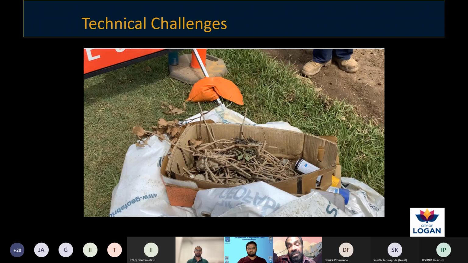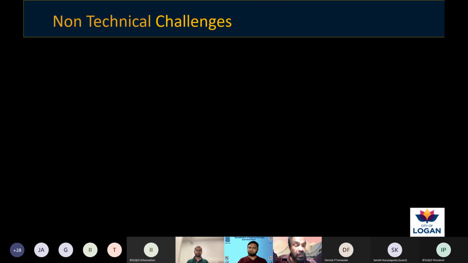And technical challenges is another thing. Actually, as you can see, reinforcement particles are coming into the site. That is something we have to deal with.